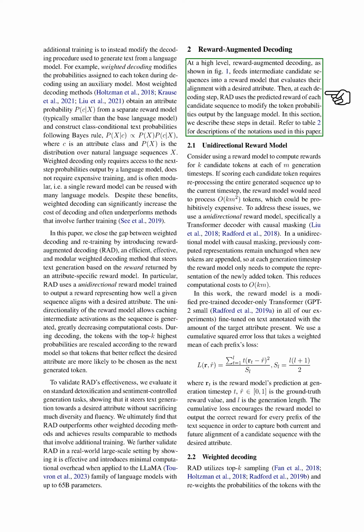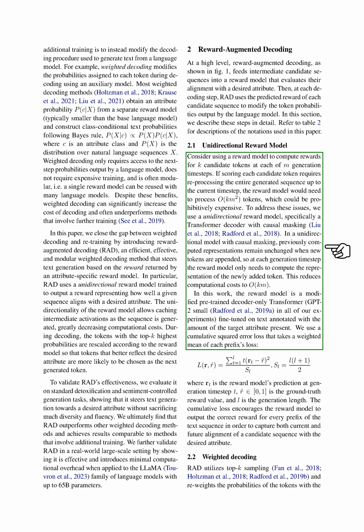Reward-augmented decoding works by feeding intermediate candidate sequences into a reward model that evaluates their alignment with a desired attribute. Then, at each decoding step, RAD uses the predicted reward of each candidate sequence to modify the token probabilities output by the language model. We use a unidirectional reward model, specifically a transformer decoder with causal masking, to compute rewards for candidate tokens at each generation time step.